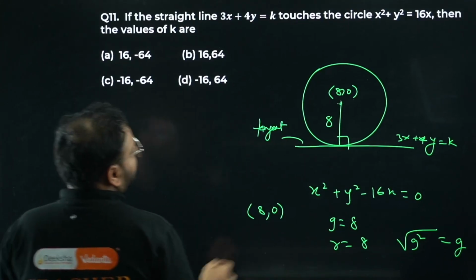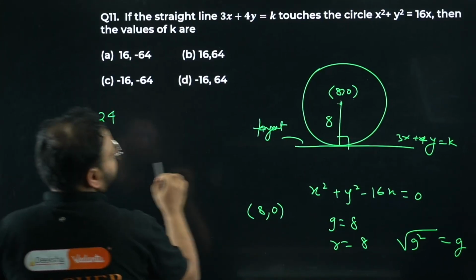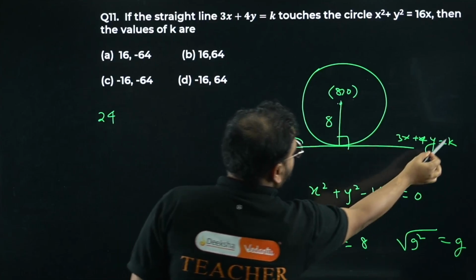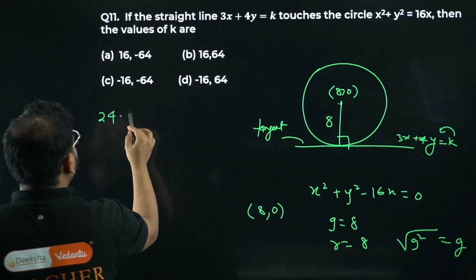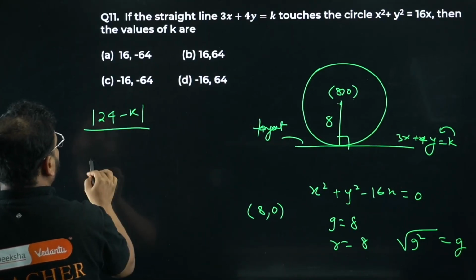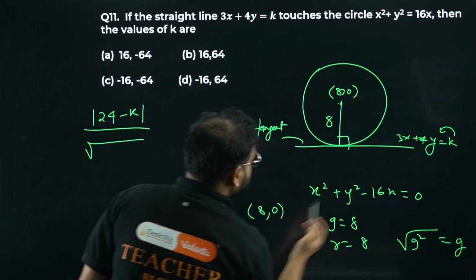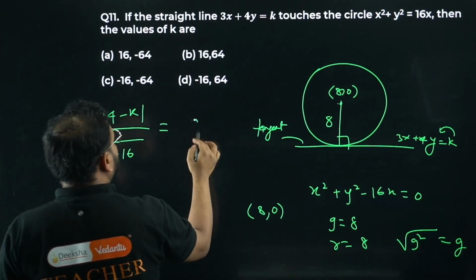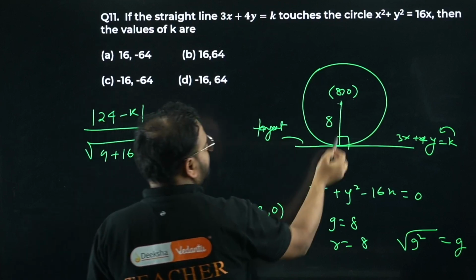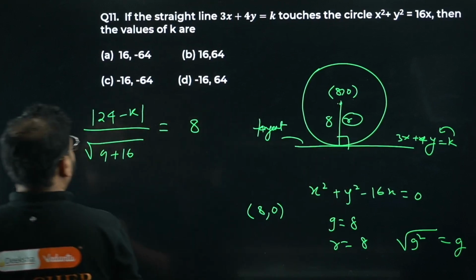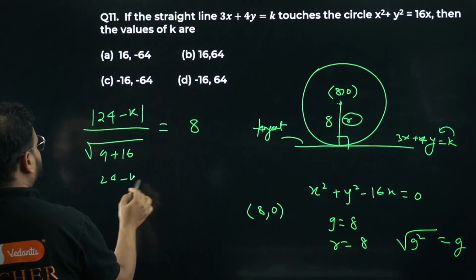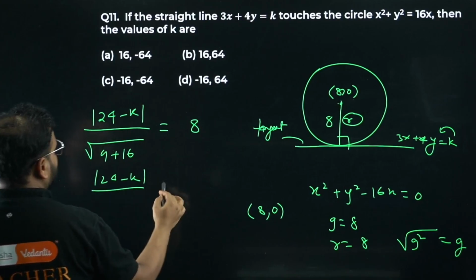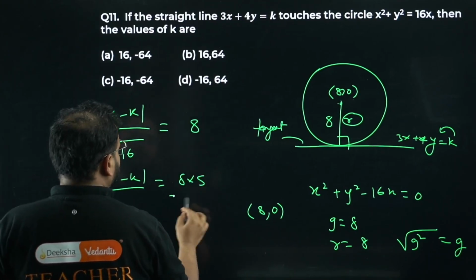You'll have 24, 0 into 4 is 0. We bring this k to this side, it will become minus k. So right here minus k, in the modulus, divided by root of, please check, 3 square is going to be 9, 4 square is 16, equals 8. What is this distance, sir? Radius is 8. So what I have, 24 minus k upon 5. So right here 8 into 5, what do I get? 40, right?